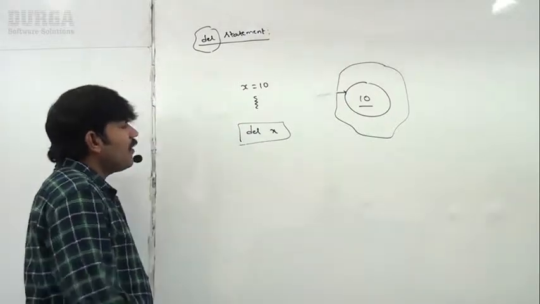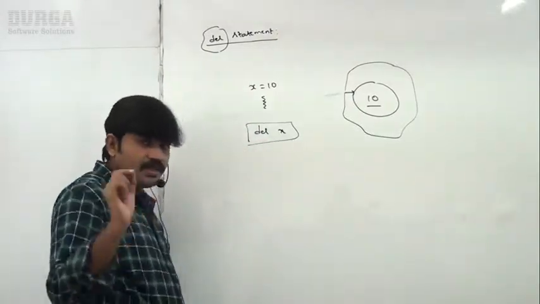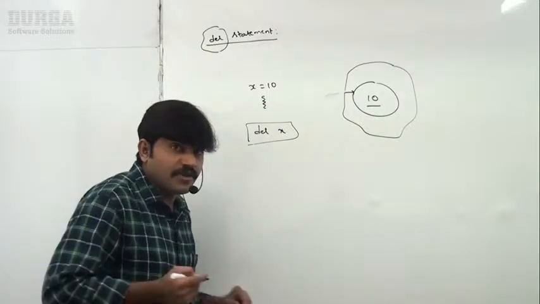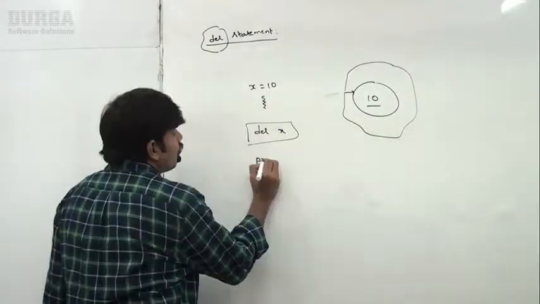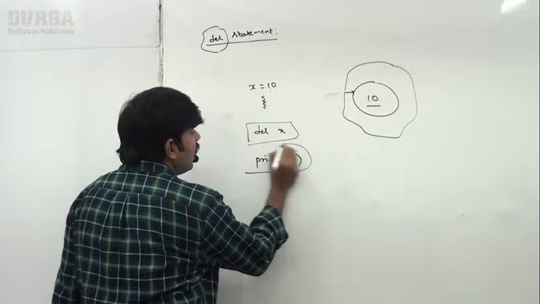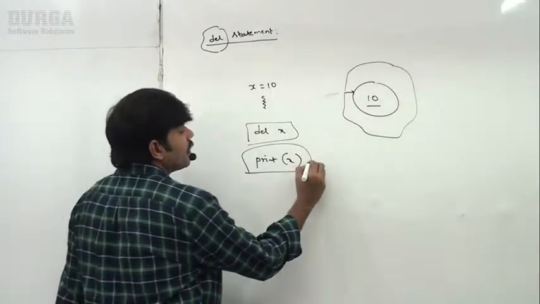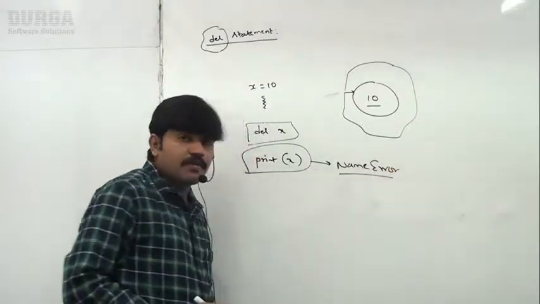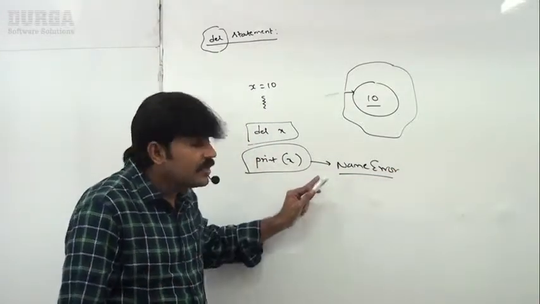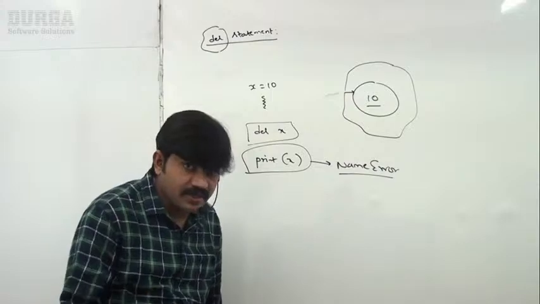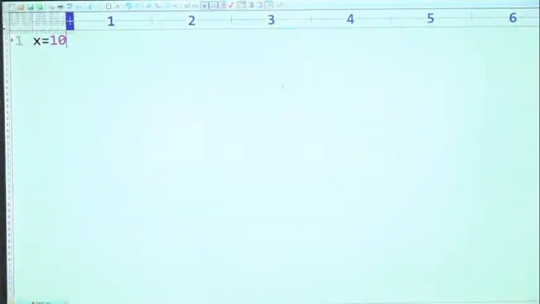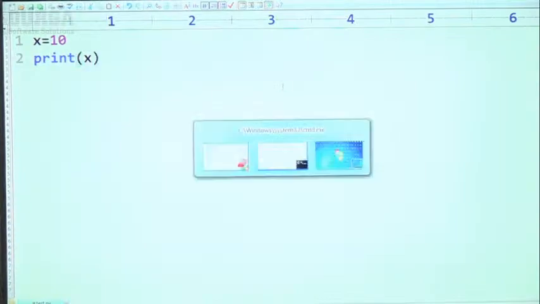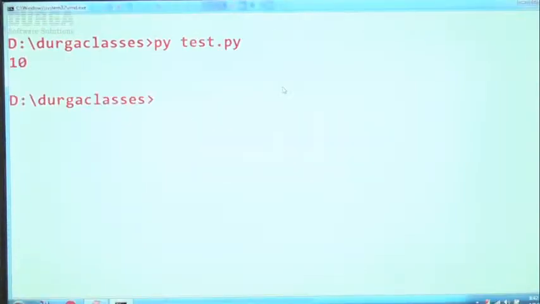Now, after deleting a variable, is it possible to access this variable or not? If I try to print the x value, immediately we are going to get a NameError: variable x is not available. We will get a NameError. Is that clear? Now have a look. Observe, x is equal to 10. Let me print the x value. The output we get is 10.